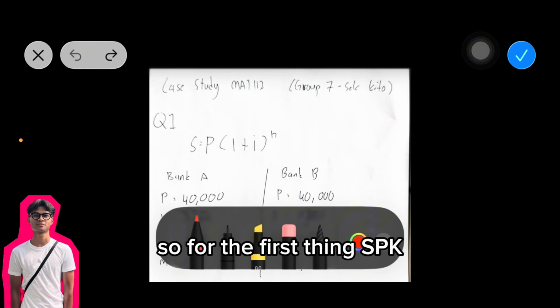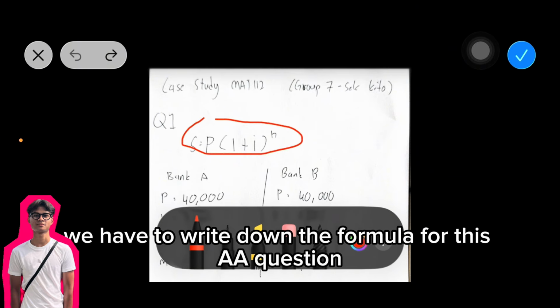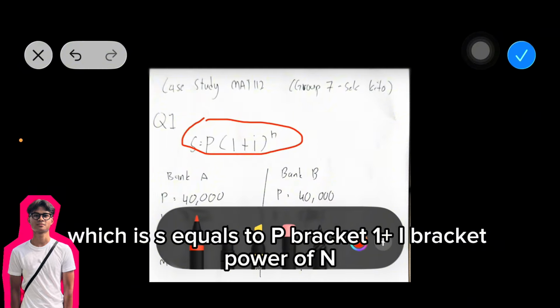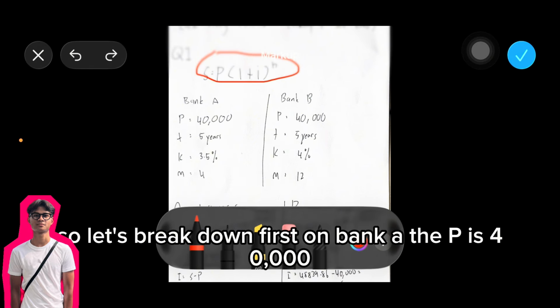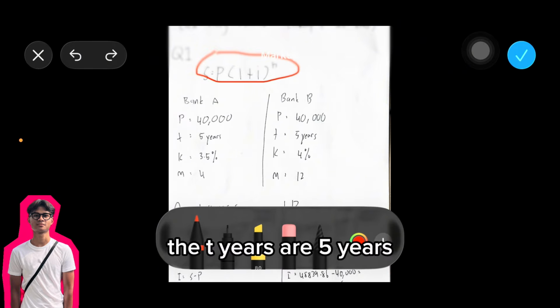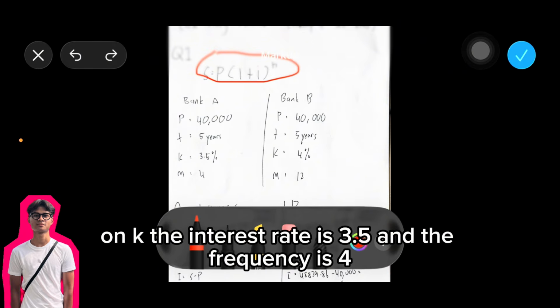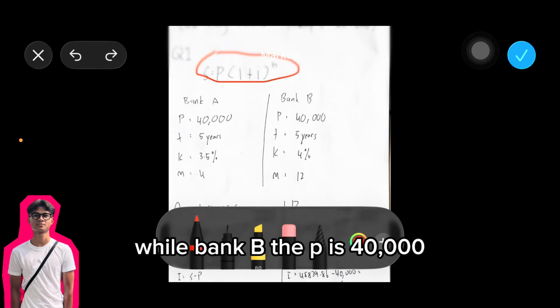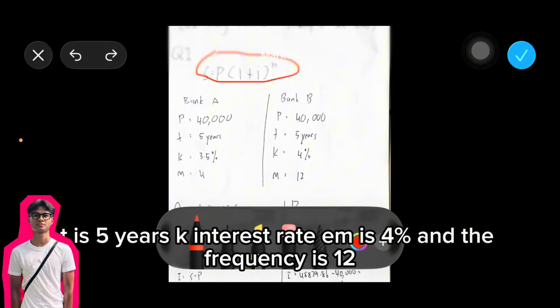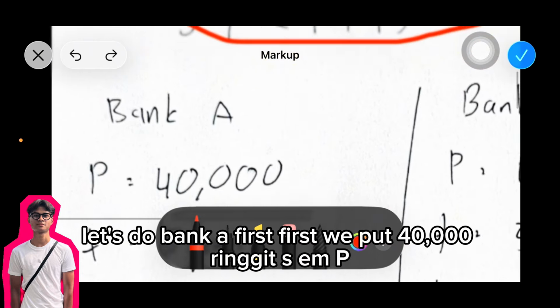For the first thing, we have to write down the formula for this question, which is S equals P bracket 1 plus i bracket power of n. So let's break down first. On bank A, the P is 40,000, the T is 5 years, the interest rate is 3.5% and the frequency is 4. While for bank B, the P is 40,000, T is 5 years, the interest rate is 4% and the frequency is 12. Let's do bank A first.